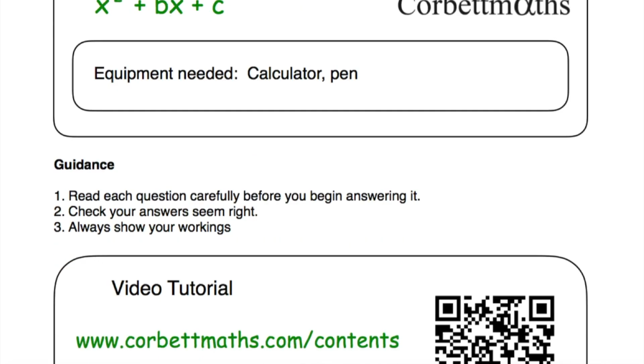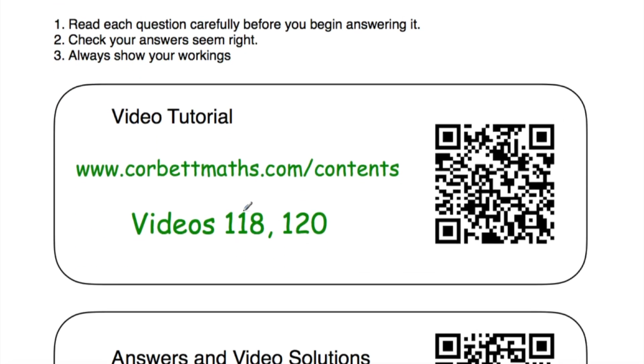If you need any extra help on this topic, if you watch video 118, that's the factorising quadratics. Also, if you watch video 120, that's the difference between two squares. They're going to be very useful for you.